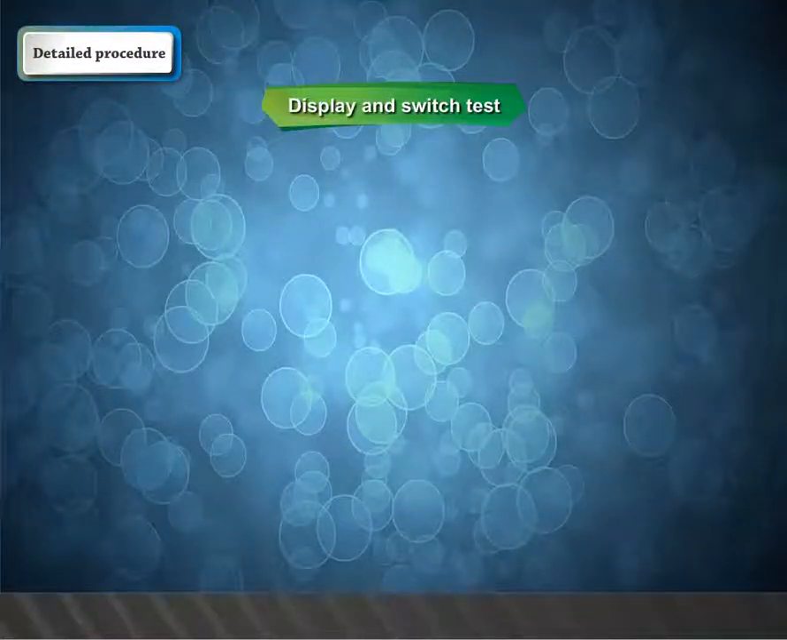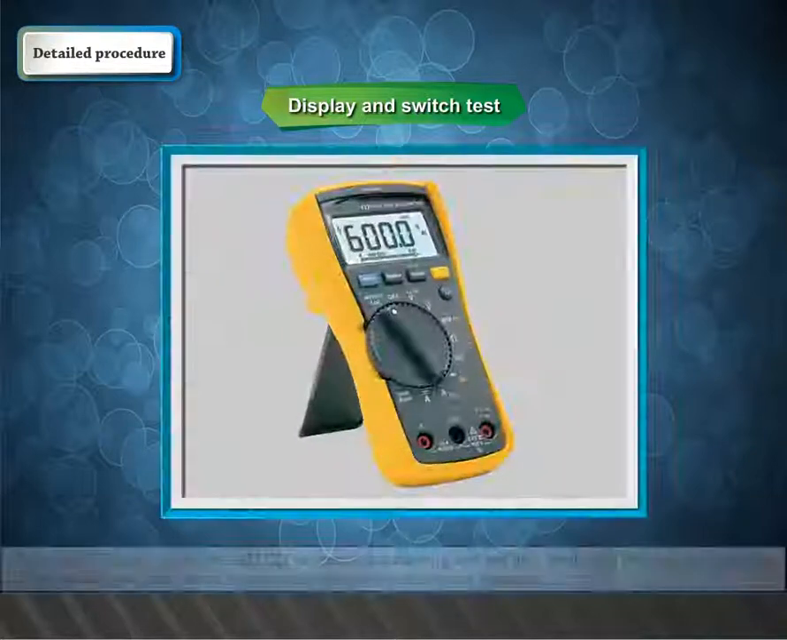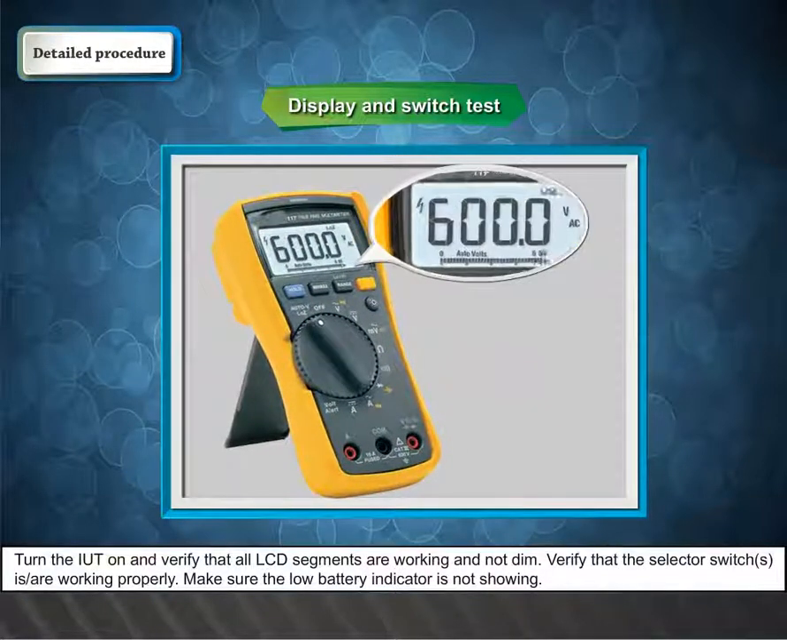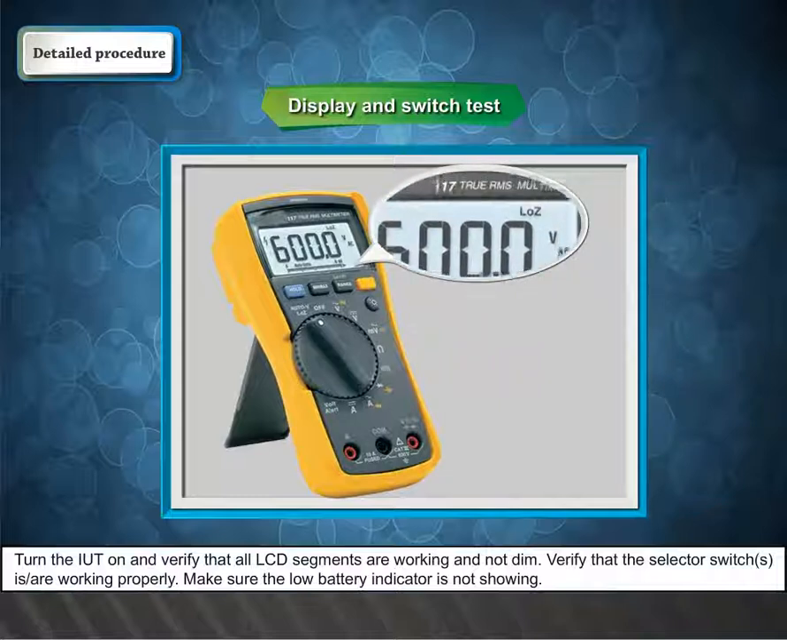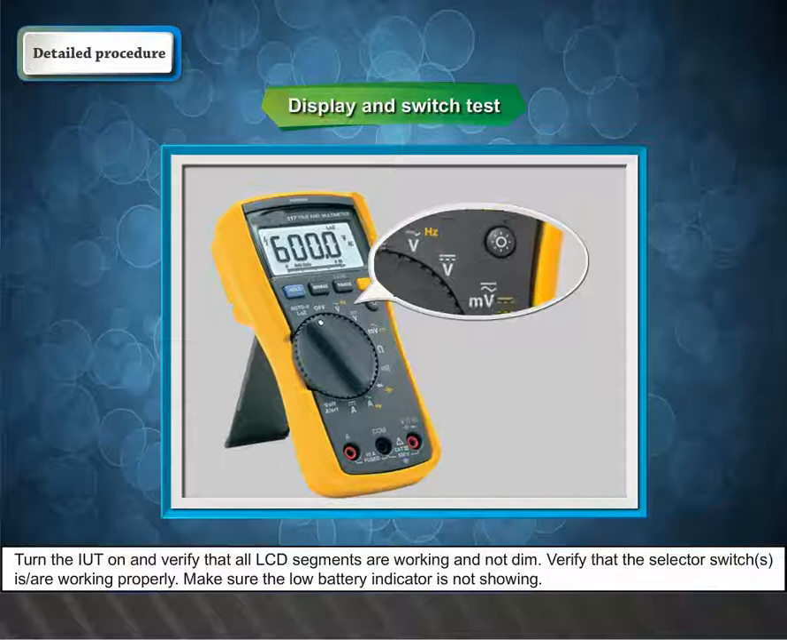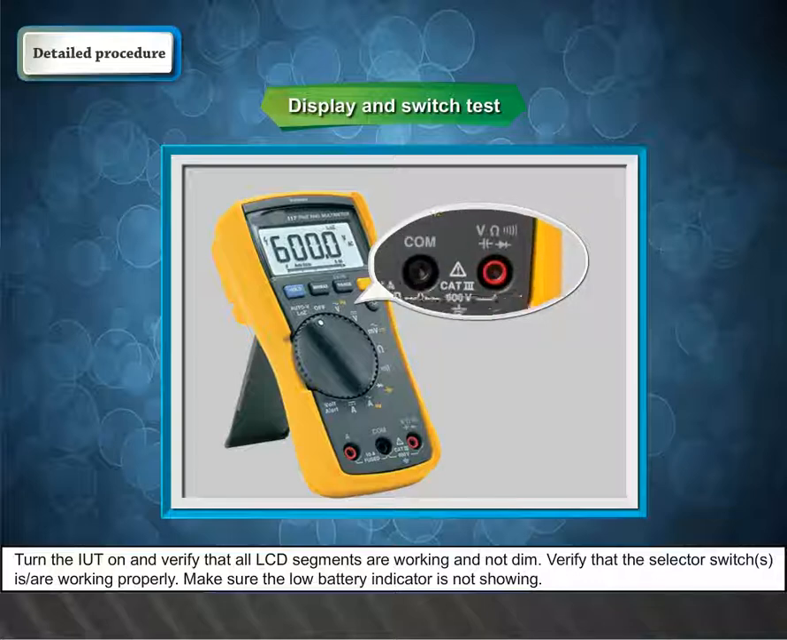Detailed procedure. Display and switch test. Turn the IUT on and verify that all LCD segments are working and not dim. Verify that the selector switch is working properly. Make sure the low battery indicator is not showing.